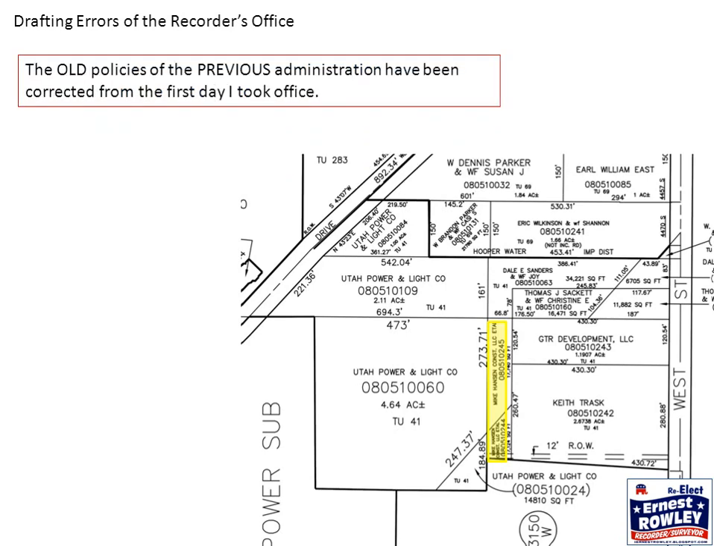The old policies of the previous administration have been corrected from the first day I took office. Furthermore, I have an agreement with the county clerk's office, who conducts the tax sales, that they provide my surveying office with a list of the parcels going to the auction block. My surveying staff does an in-depth review of the list, and if there are properties that were created by mapping errors, they are pulled from the tax sale. And actions are then taken by me to remedy this error so that we no longer sell someone's property out from under them at a tax sale.